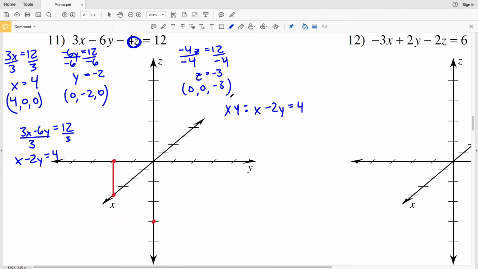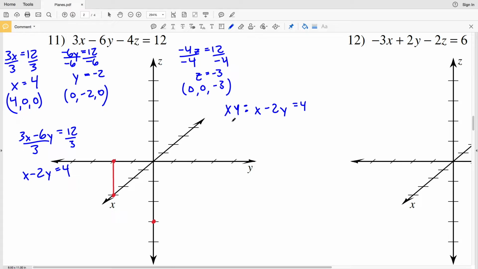Now, let's find our xz trace. Now the xz trace occurs when y is equal to 0. So that's 3x minus 4z equal to 12. And 3, 4, and 12 do not have a common factor. Therefore, 3x minus 4z equal to 12 is the equation for that trace. So from my x-intercept to my z-intercept, that line has the equation 3x minus 4z equals 12.